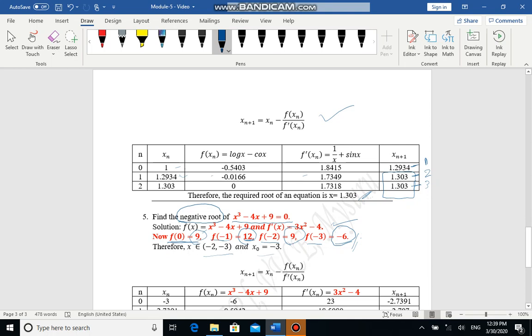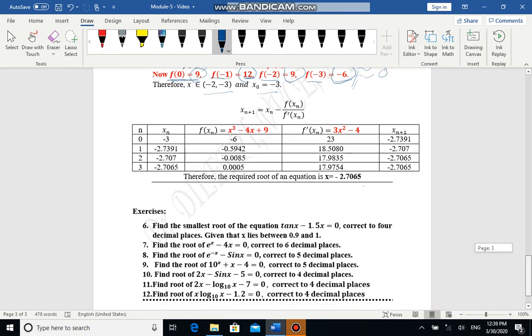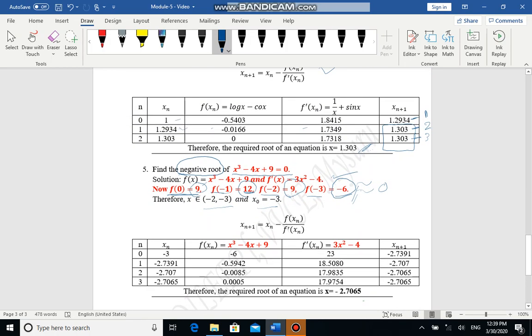Therefore x0 is -3, because f of -3 is nearer to 0. This is nearer to 0 when you compare f of -2. Now the remaining procedure is as it is. There is no difference in the procedure. Substitute the updated values in the formula and continue the procedure until two iterative values of x are equal. So here the third and fourth iterative values are equal. So that is your final answer, -2.7065.